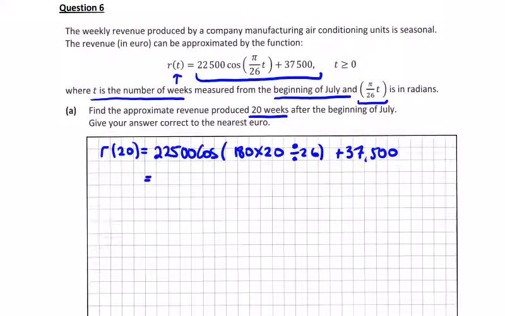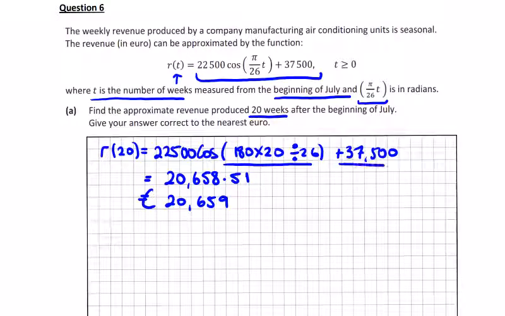So the approximate revenue 20 weeks after the beginning of July is giving me 20,658.51, so just about 20,659 euro. So we have a negative in here for our cos, minus from 37,500.